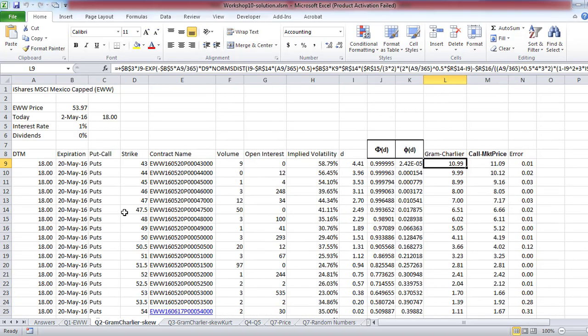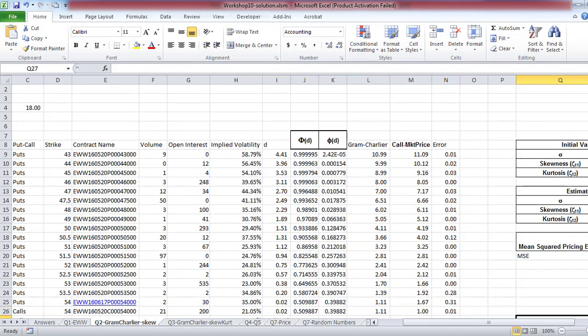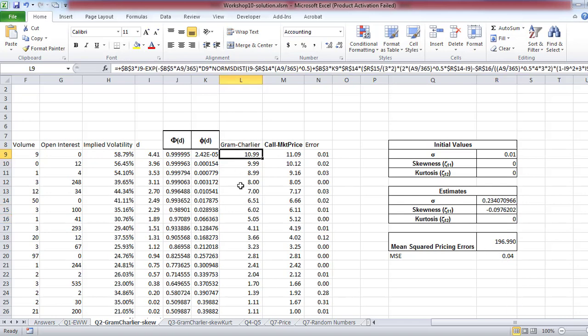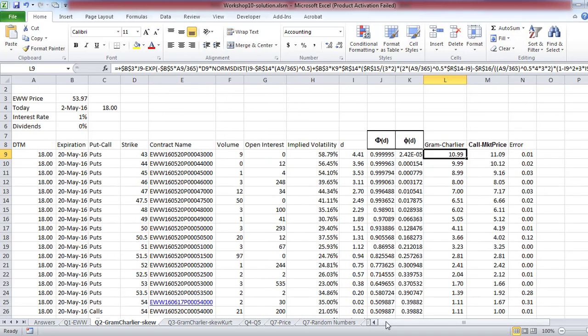For question 2, we're going to add two variables. Those two variables, or two parameters actually, are going to be related to the volatility, the skewness, and the kurtosis. So in here you're going to have the Gram-Charlier formula. This Gram-Charlier formula is going to be much bigger than what we had before.